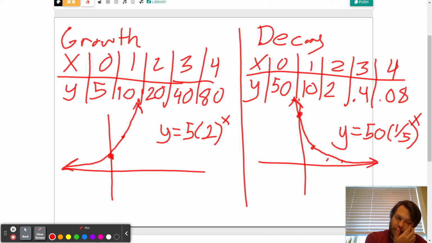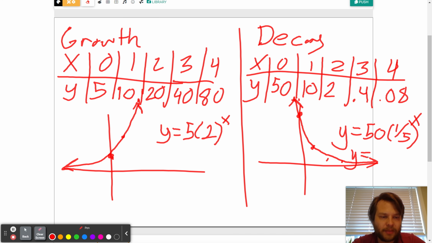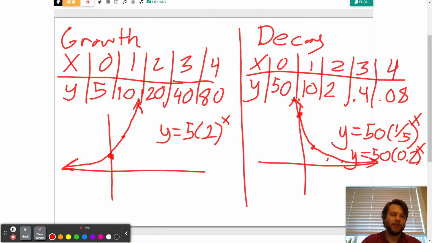As an extra bonus comment, you might notice that the y values are fairly similar. They have the same sort of digits, just the decimal place is moved. The reason is that 1/5 is the same as the decimal 0.2. So I used that to do the mental math, just multiplying by 2 and moving the decimal. It's a nice trick. And so that's it for growth and decay.